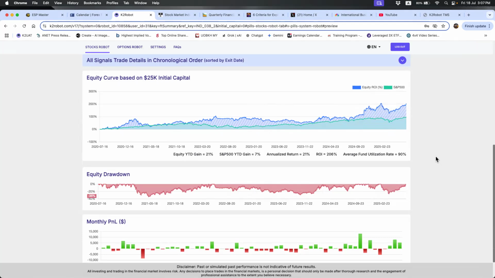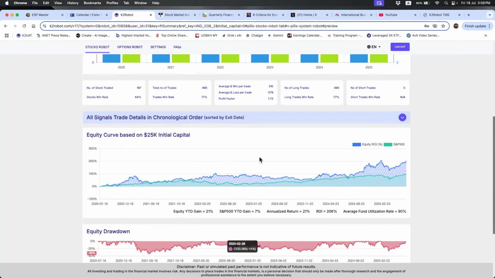Why? It's because the S&P 500 is a fixed list of 500 stocks, and they adjust the stocks inside, I think quarterly or monthly, I forgot. But in our case, it is weekly. It will update the dynamic strong stock watchlist. As you can see, the year-to-date gain of this robot is 21% versus the S&P 500's 7%.